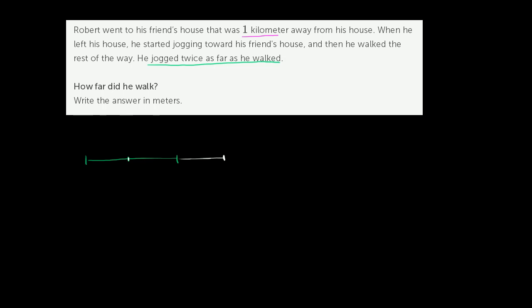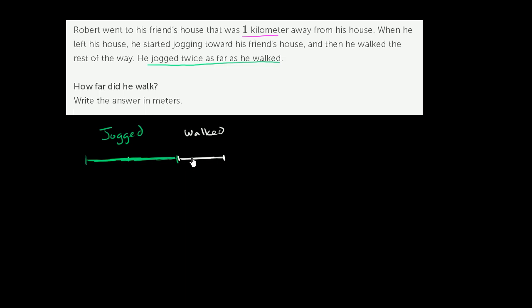And you see, based on how I drew it, so let me make it very clear, this green section, color changing is always difficult. This green section right over here is how far he jogged. And this white section is how far he walked.